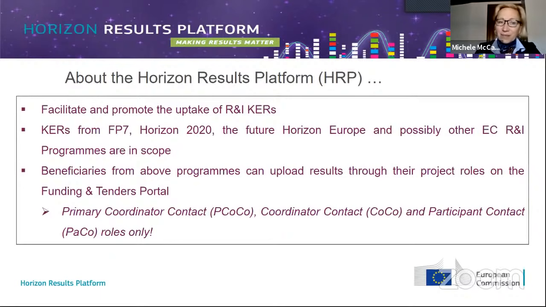So if we look here as to what is today on the Horizon Results Platform, we have key exploitable results from Framework Program 7, Horizon 2020, and gradually we'll have them from Horizon Europe. It's a little bit early, but in the future, we may also have other EU-funded R&I programs available on the platform. So who can actually upload the results? You have your primary coordinator contact, your coordinator contact, or your participant contact roles that are able to do so once you have your account via the funding and tenders portal and go on to the Horizon Results Platform.